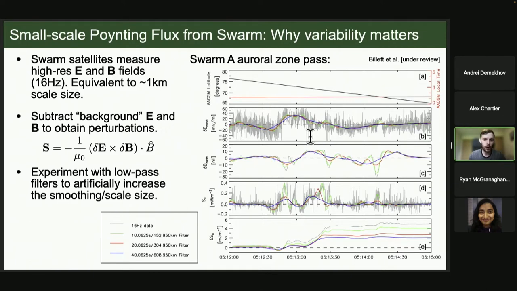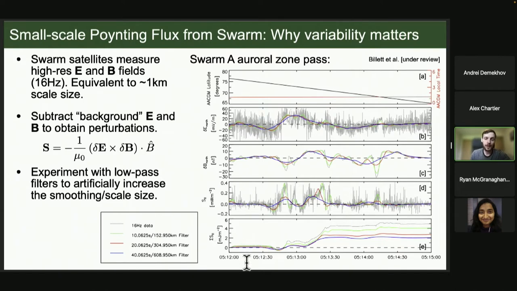So then this plot on the right shows the whole process in practice. It's the same Swarm A example from the previous slide, and the colors on these curves represent the low pass filters that we've applied to artificially increase the scale size, and the gray is just the unfiltered 16 Hertz data. So we use delta E and delta B, where delta E is much more variable than delta B, to calculate the Poynting flux, which is plotted in this fourth panel down. And then the bottom panel shows the Poynting flux when it's cumulatively integrated with time.